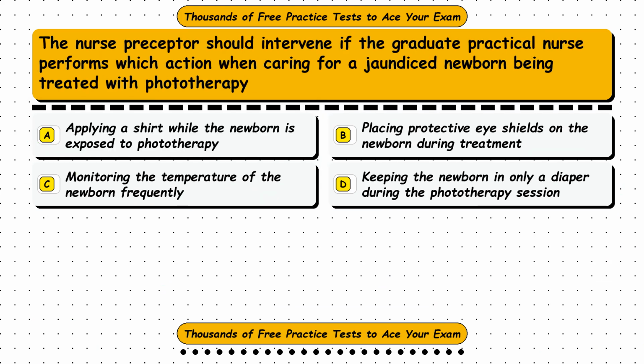Question 16. The nurse preceptor should intervene if the graduate practical nurse performs which action when caring for a jaundiced newborn being treated with phototherapy? Option A, applying a shirt while the newborn is exposed to phototherapy. Option B, placing protective eye shields on the newborn during treatment. Option C, monitoring the temperature of the newborn frequently. Option D, keeping the newborn in only a diaper during the phototherapy session.